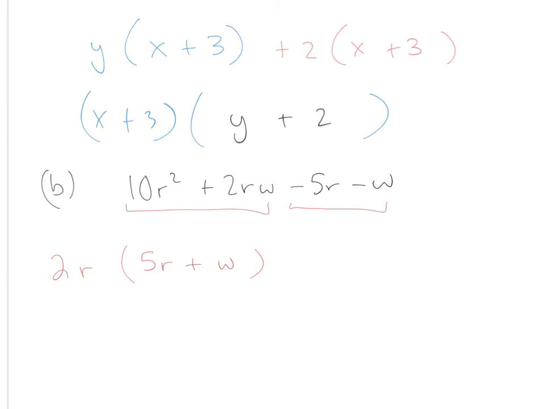-1. Now, George, I could tell you it's 1. I'm going to say, you know what, George? I don't agree with you. I'm going to take out a 1, and I'm left behind with -5r minus w. I could do that. Why did you say that it's -1, George?